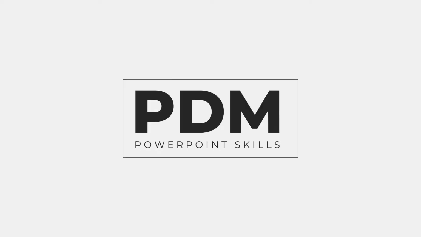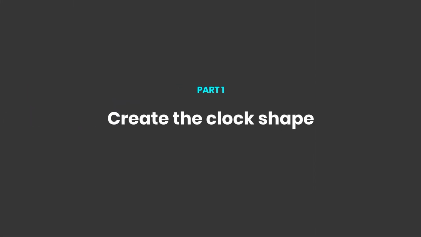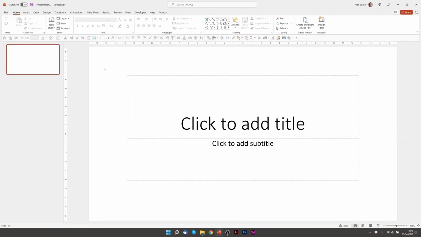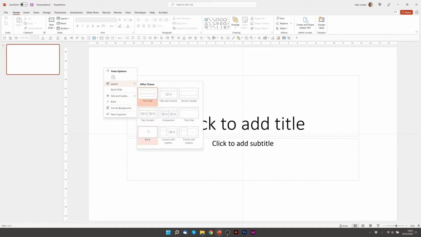In this short tutorial, I'm going to be showing you how you can animate this clock directly in PowerPoint. So let's jump into it. As usual, we'll go to New, Blank Presentation, right click, Layout, Blank.